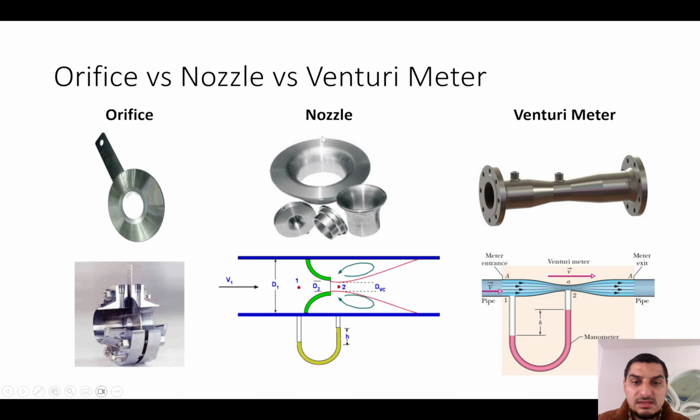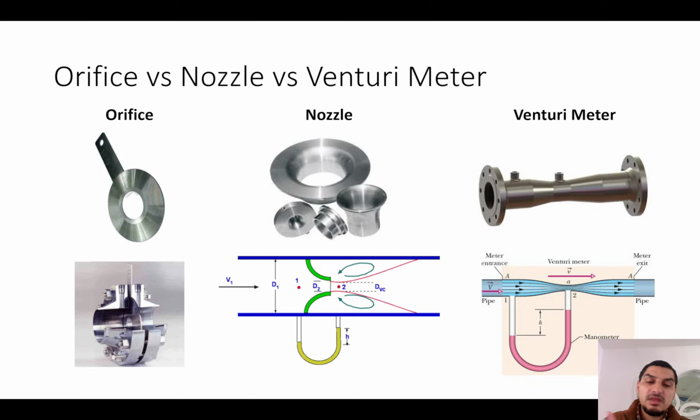The nozzle is making it more smooth, for the flow to be more smooth. So it's also reducing the cross-section area, but it's gradually reducing the area. This agrees with what we mentioned before when we were discussing the minor losses, the sharp edges and the rounded edges. So it's the same thing. So we have here a higher coefficient of discharge than in the orifice, and the Venturi meter is the smoothest one of them. It reduces the area gradually, and it increases it gradually. So it has an even better coefficient of discharge.